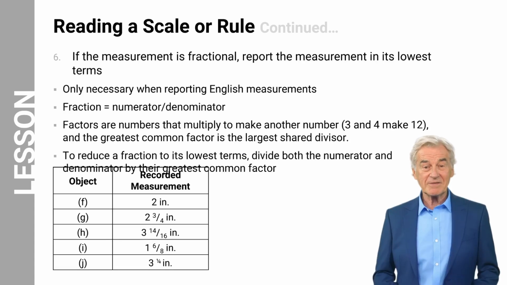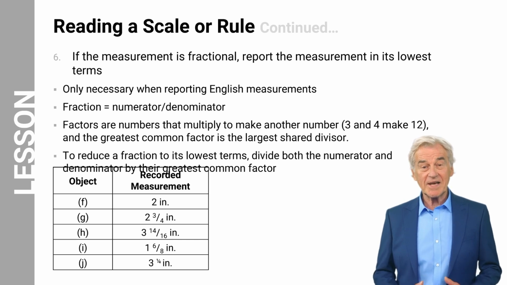The sixth step is to report the measurement in its lowest terms if it is fractional. This step is only necessary when you're reporting measurements in fractional form. This will occur when using the English system, inches. Let's review the measurements for objects F through J. There are some fractions in the recorded measurement column that we have to investigate.